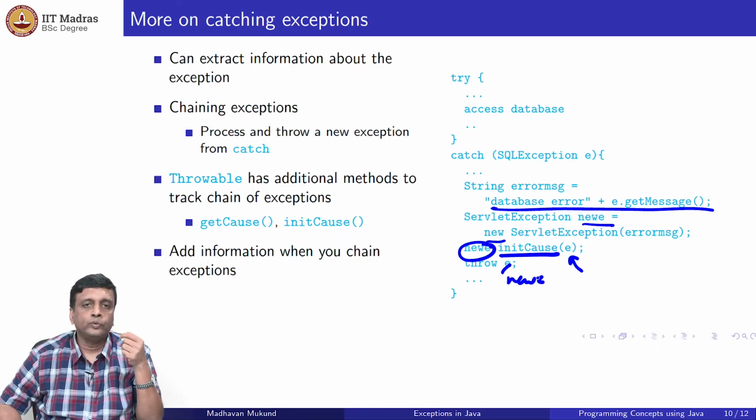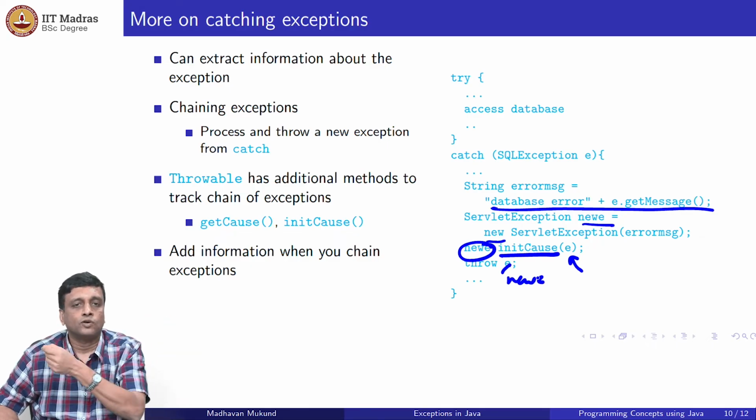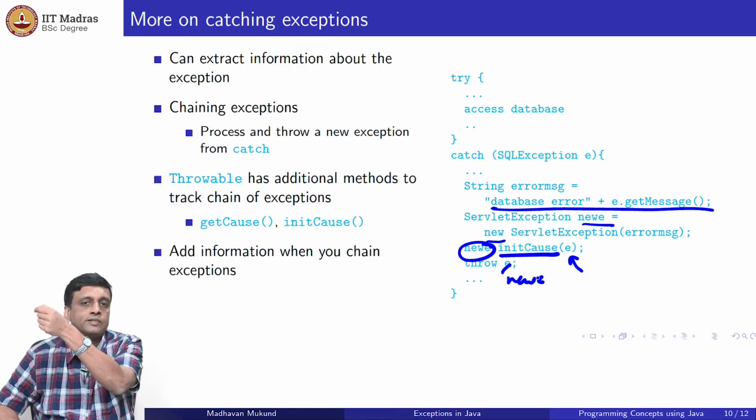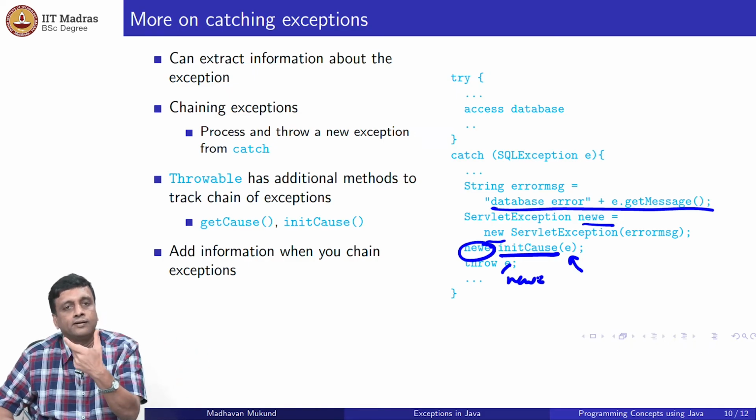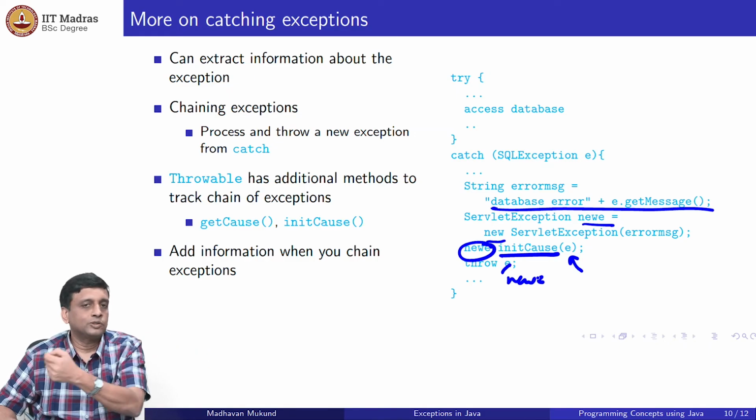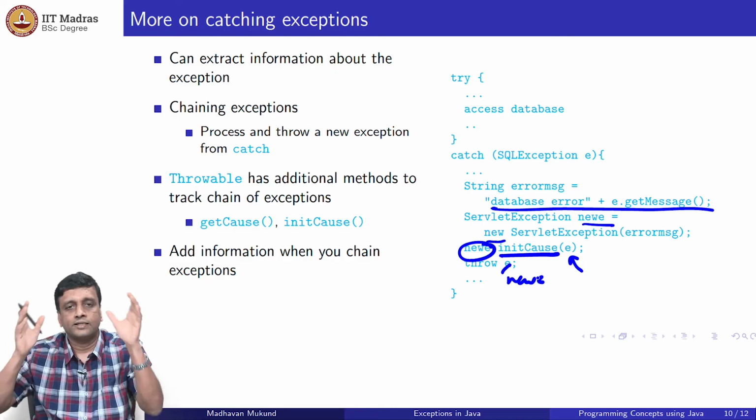I record in new E, it is like a linked list in some sense of errors. I have an error which is a servlet error, and it points through this cause thing to the error that generated it. So, I have it hidden inside. This is this chaining. It is like a list or like a nested box.